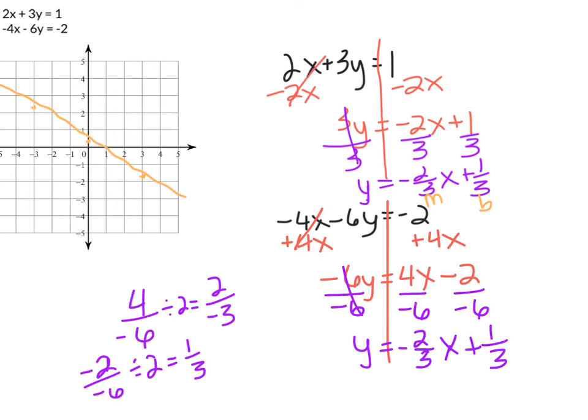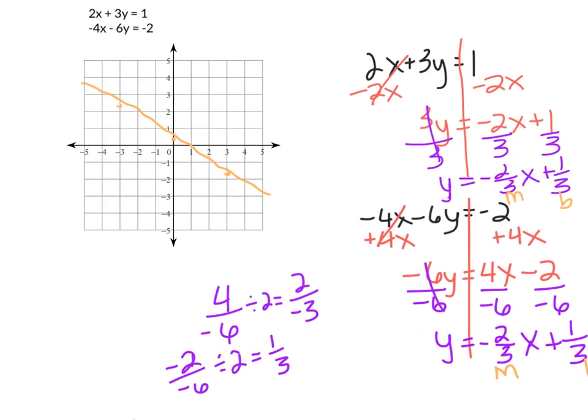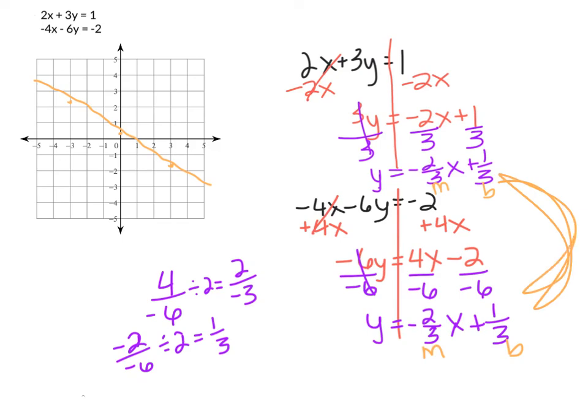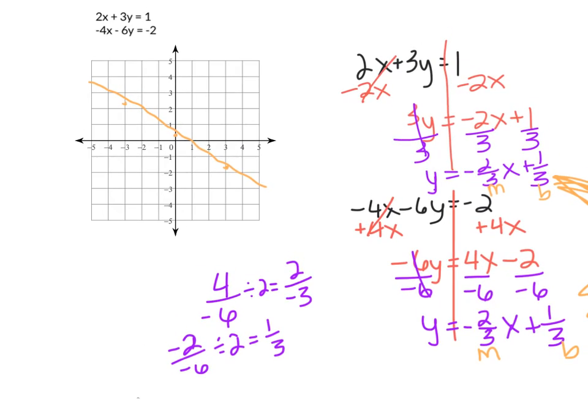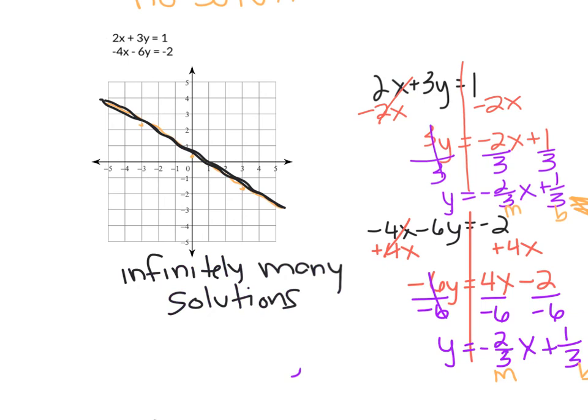So what do you notice about the second equation here? My m again is negative 2/3. My b again is 1/3. So that would be the exact same line that I've already graphed. These two equations are the same. So when that happens, we have the same line, then technically if these are one line on top of another, then they are always intersecting. So we call that infinitely many solutions.